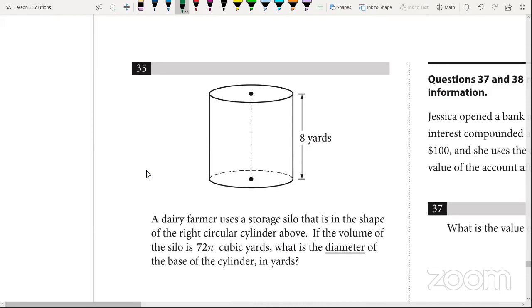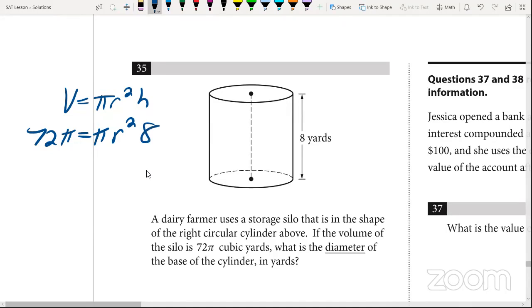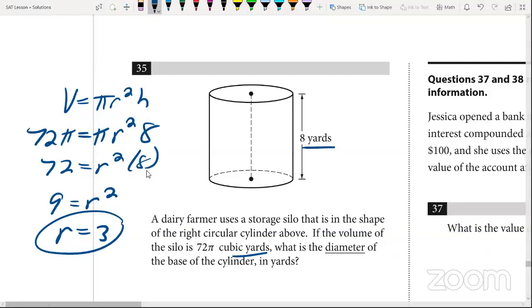The volume of the silo is 72 pi. The height is 8. In the formula sheet, we know the volume of a cylinder is pi r squared h. So the volume is 72 pi. We don't know the radius, and the height is 8. And everything is in yards, so we can just verify that so we don't have conflicting units. Divide both sides by pi. Divide both sides by 8. Square root of both sides. And the radius is 3, but they're asking us for the diameter. Diameter is twice the radius. So the answer to number 35 will be 6.